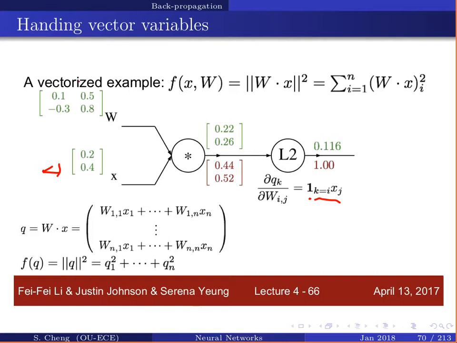Actually there's not 4, there's 8 of them, because k can be 1 and 2, and i and j can each be 1 and 2. In total, that should be 8 values. But if I know the formula ahead, depending on how I implement that, I only need to store 2 values, x1 and x2, and I will save quite a lot of space in terms of memory.